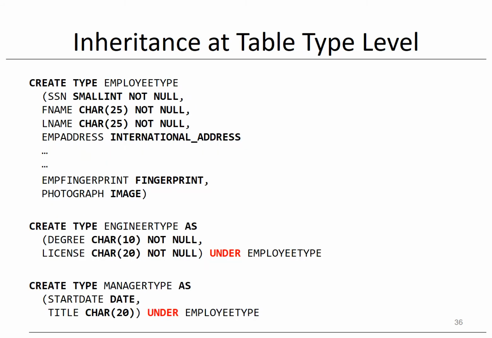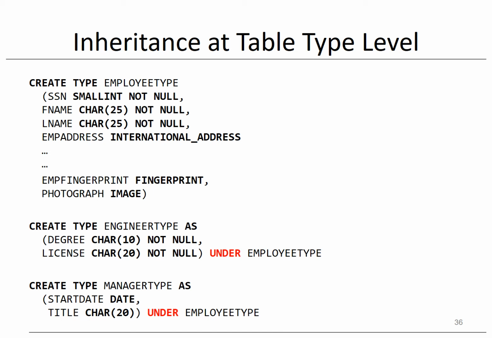We can now also apply the concept of inheritance to table types. Assume we start from the definition for employee type at the top of my slide. We can now create various subtypes for it, such as engineer type and manager type, as you can see illustrated. The inheritance relationship is specified using the keyword under. Both engineer type and manager type inherit the definition properties from employee type.